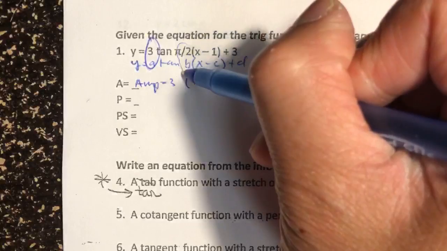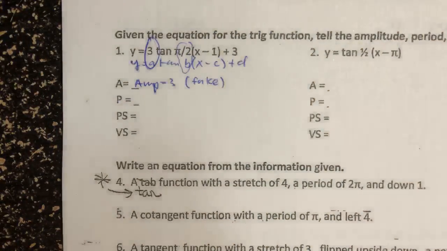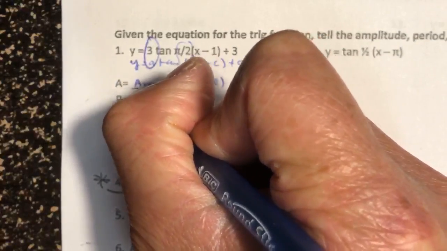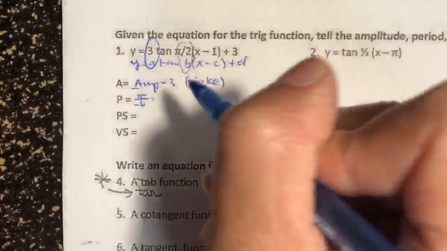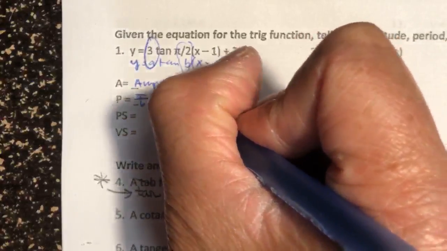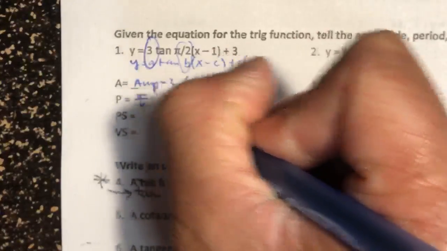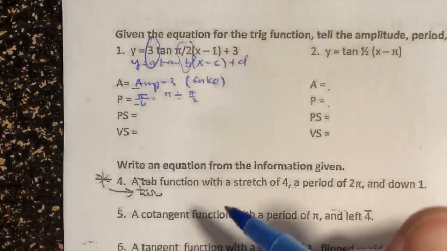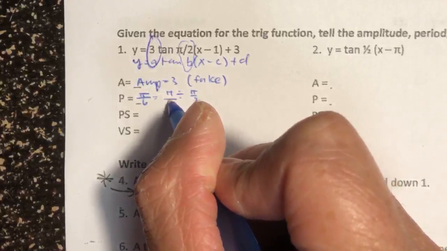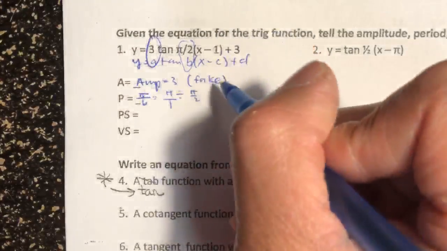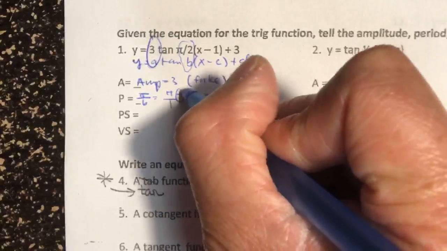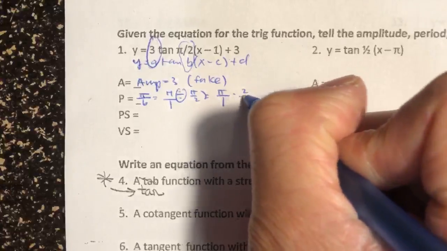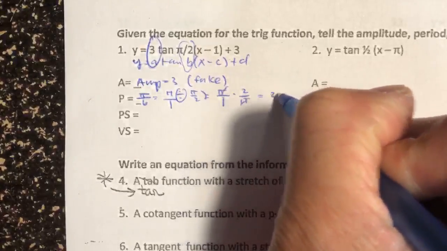My B value is pi over 2. Now the period for tangent is pi over b. So pi divided by, that's pi divided by b, my b value is pi over 2. I can make this a fraction by putting over 1, and then I'm going to change this to multiplication, and then flip the second one. So my period is going to be equal to 2.